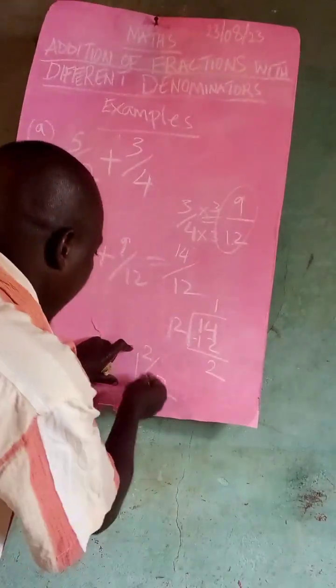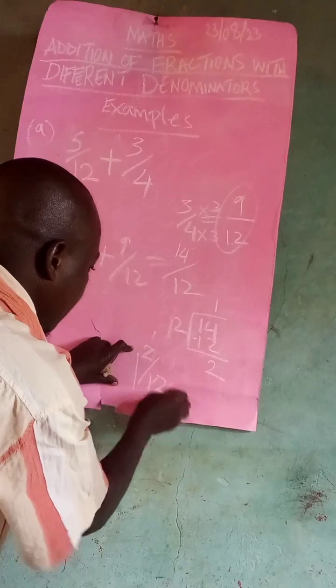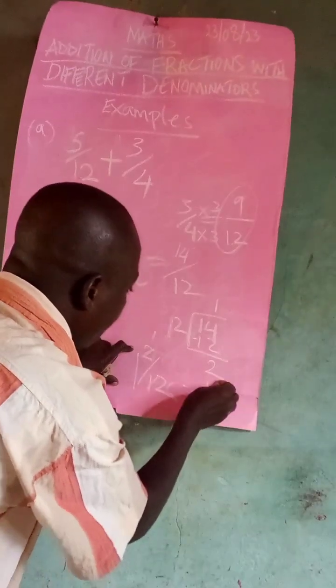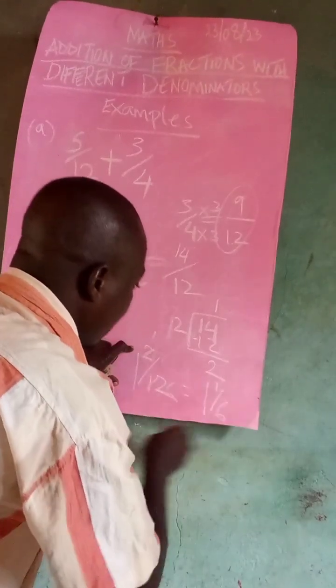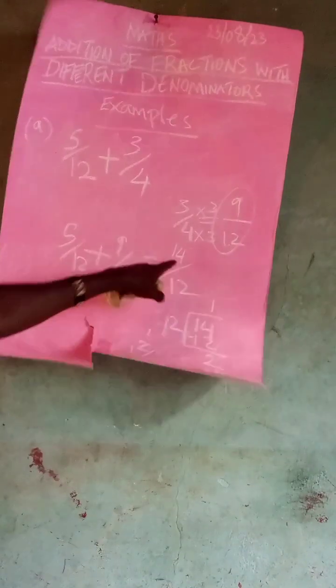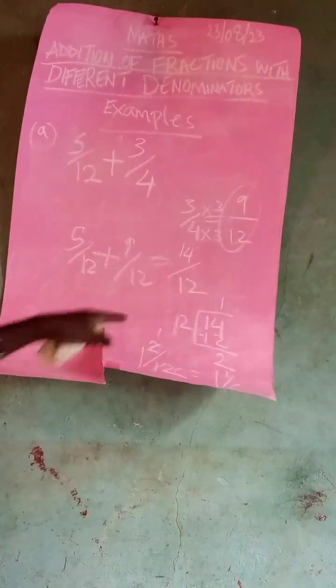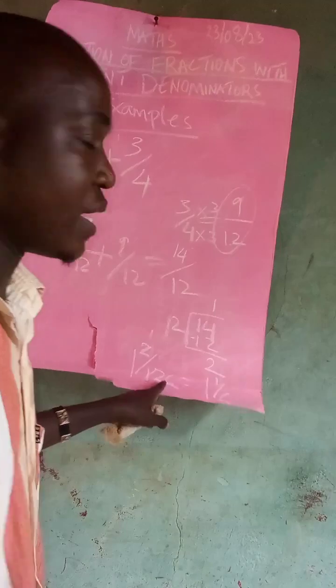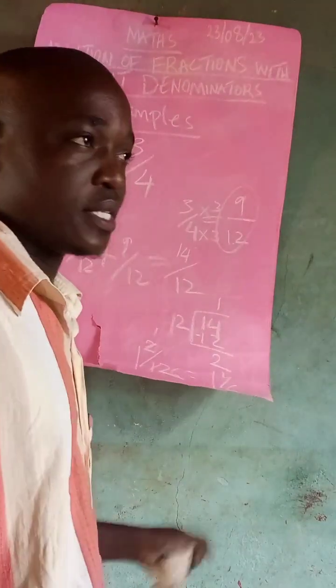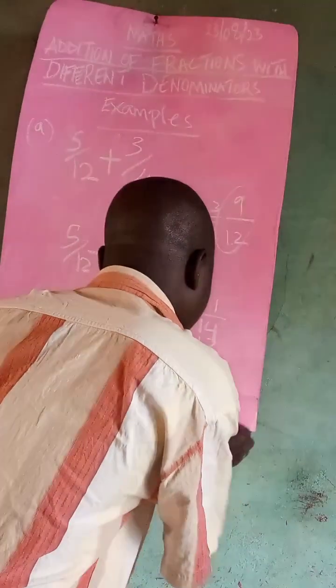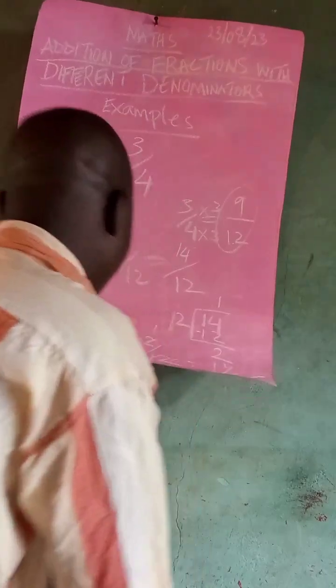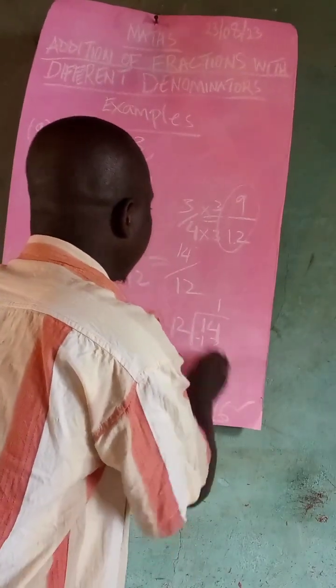Or you can even simplify this one by 2: 2 over 12 becomes 1 over 6. You can get 1 and 1 over 6. So 14 over 12 can be the answer. 1 and 2 over 12 can be the answer. 1 and 1 over 6 can also be the answer. So these answers, all of them are correct, right?